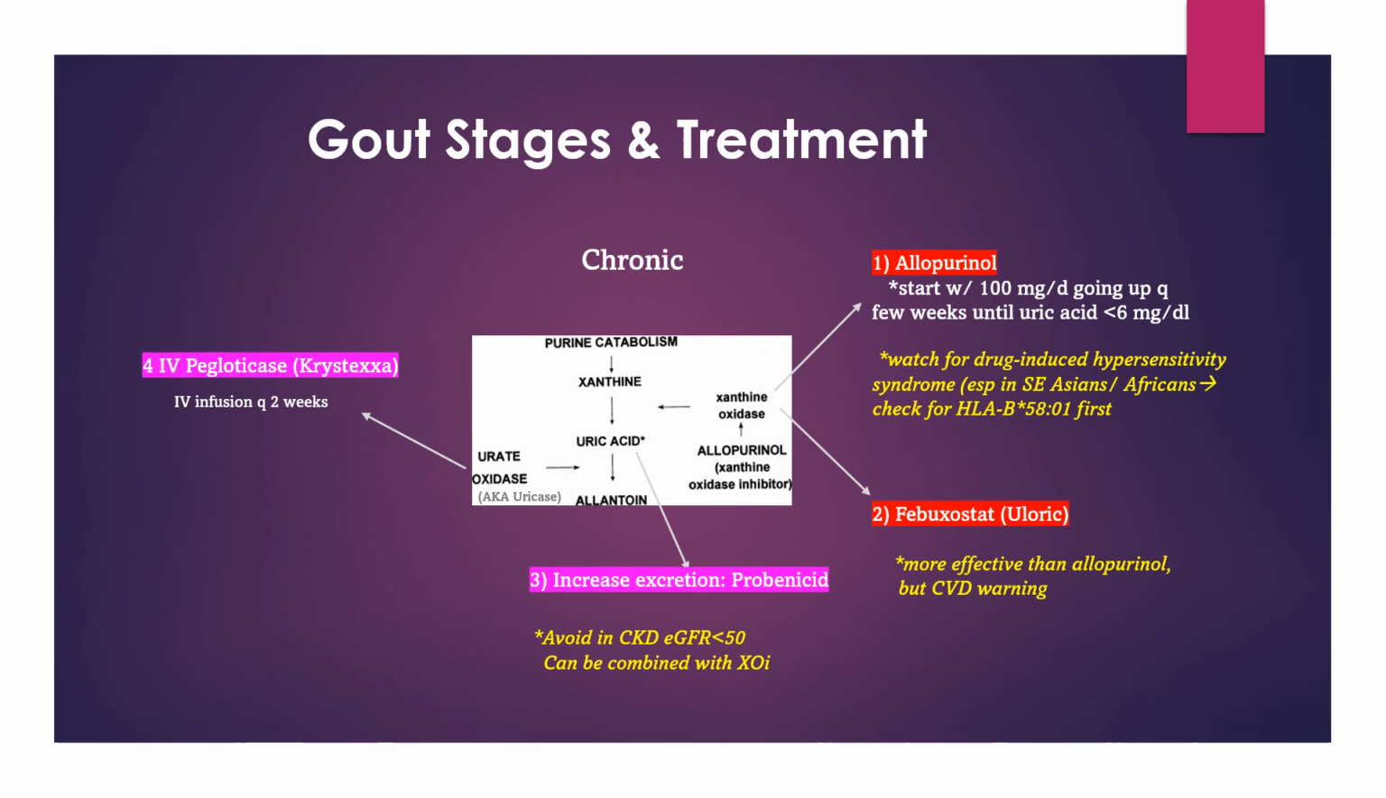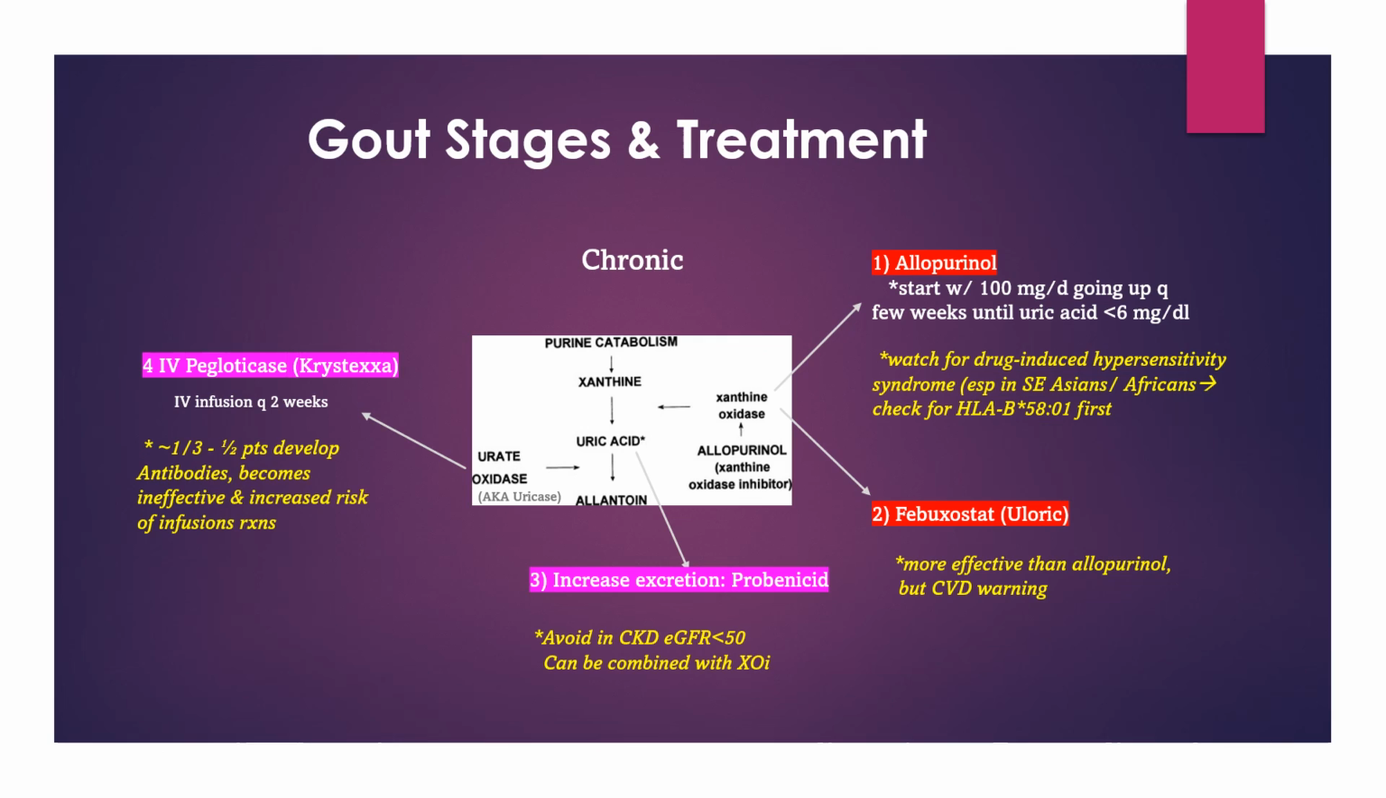Last way is an IV form. It's called IV pegloticase, Krystexxa. What that is actually, it helps uric acid turn into allantoin. Remember how earlier I said humans don't have this uricase enzyme? Well, guess what? This is what the medication is. And it is very effective when it does work.